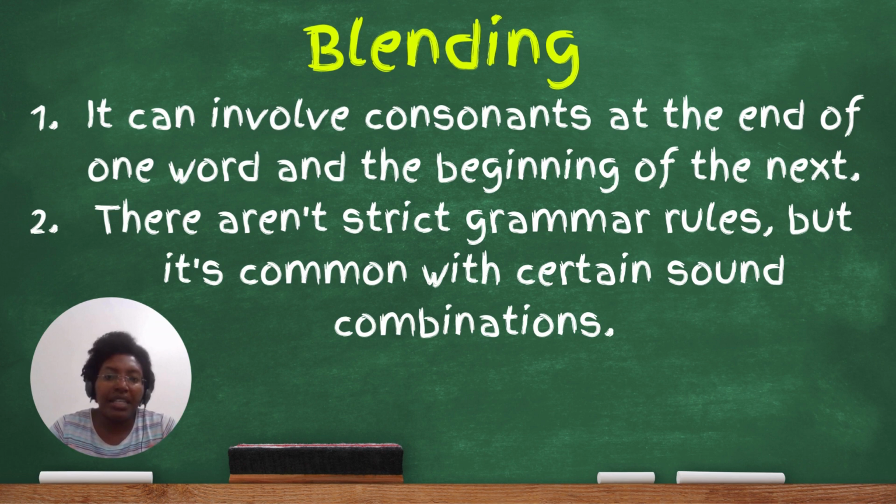So blending involves consonants at the end of one word and the beginning of the next. So that's where you'll see blending. And the two sounds are merged slightly. And I'll give you some examples of that. There aren't strict grammar rules, but it's common with certain sound combinations. So the fact that I just said to you they're not strict grammar rules tells you what? You're not going to waste time trying to memorize grammar rules.